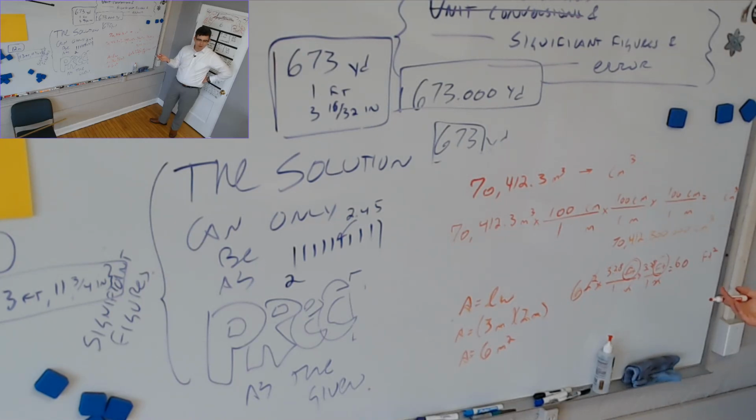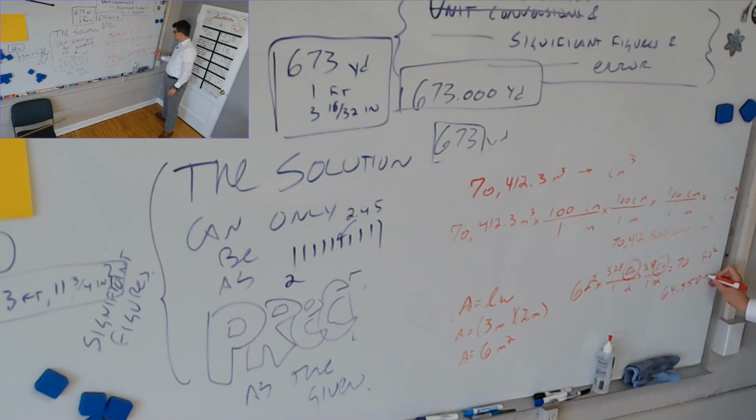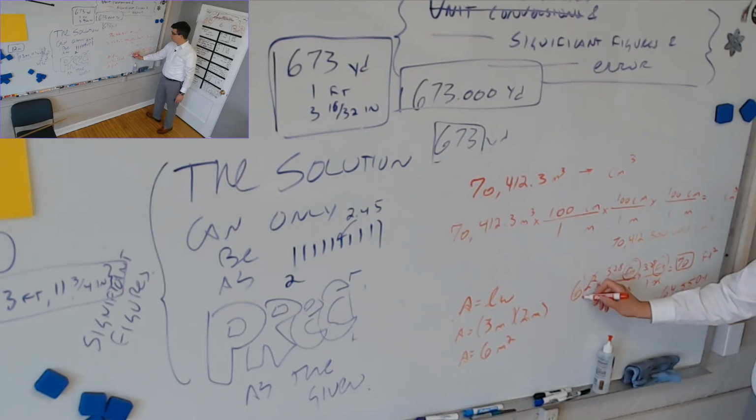It was 64 point whatever you said. What was it? 64.55. Oh, so that actually should be rounded up. So we really need to have it be 70. Because it was 64.5504. That rounds up. So this rounds up to 65, and 65 rounds up to 70. But look, we can only have one significant figure because we only had one significant figure in here.